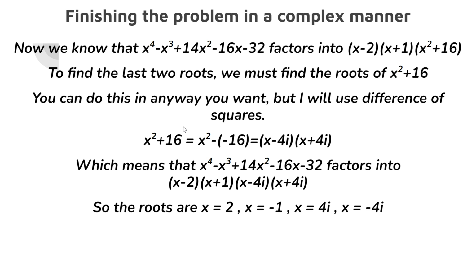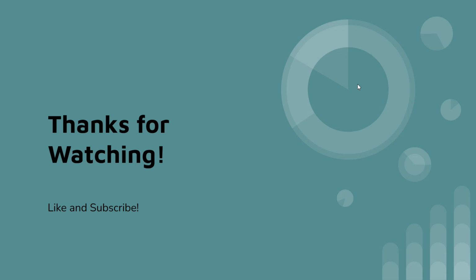Again, the square root of negative 16 is negative 4i and 4i, which means x to the 4th minus x cubed plus 14x squared minus 16x minus 32 will factor into x minus 2 times x plus 1 times x minus 4i times x plus 4i. So the roots are x equals 2, x equals negative 1, x equals 4i, and x equals negative 4i.